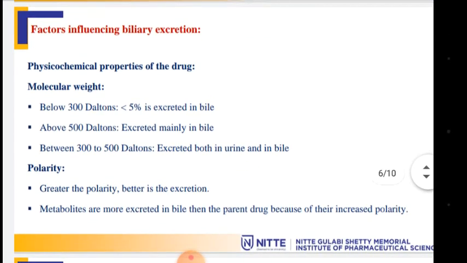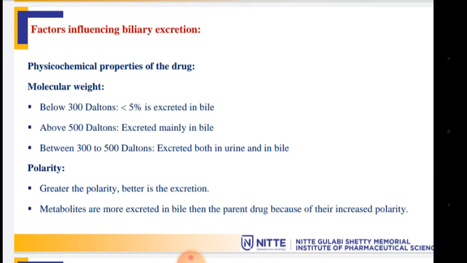Then coming to the factors influencing biliary excretion. There are 3 different types of factors which influence biliary excretion. The first one is physicochemical properties of the drugs. In that, for molecular weight below 300 daltons, less than 5% is excreted in bile, and above 500 daltons, drugs are excreted mainly in bile. Between 300 to 500 daltons, they are excreted both in urine and in bile.